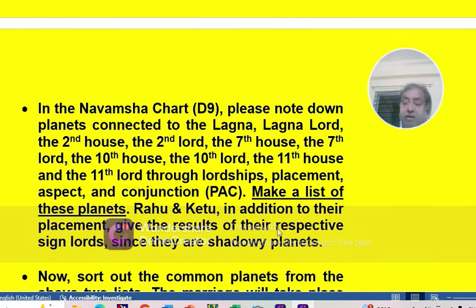Now you make this kind of list: the Lagna Lord, the second house, the second Lord, the seventh house, the seventh Lord, the 10th house, the 10th Lord, 11th house, and the 11th Lord, and the planets associated with them through PAC, placement, aspect, conjunction. You make a list. There will be several planets. You make two lists. One from the birth chart, as I have told, and second from the Navamsha chart, as I am describing now.